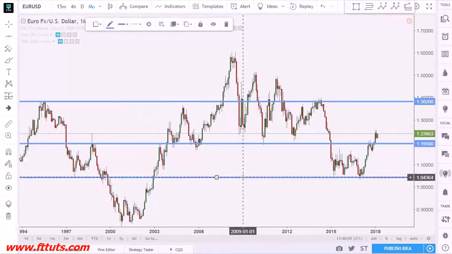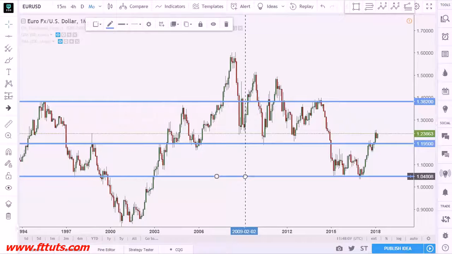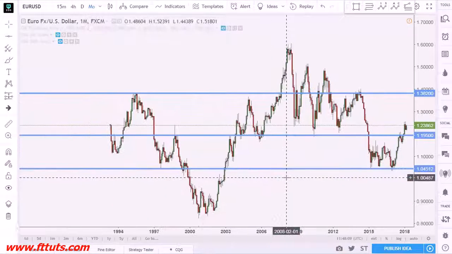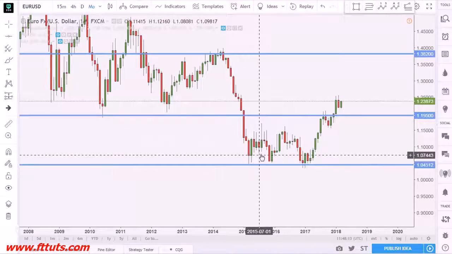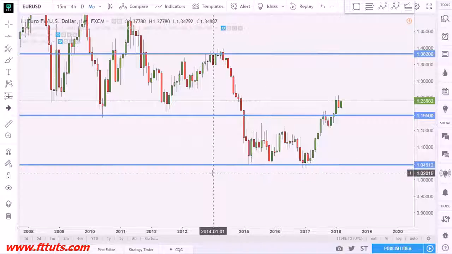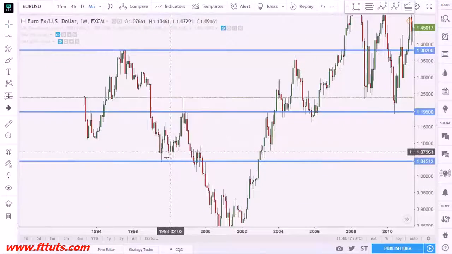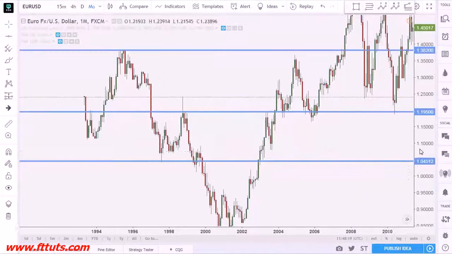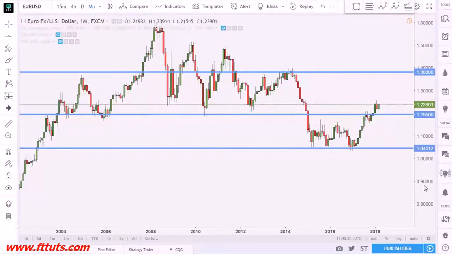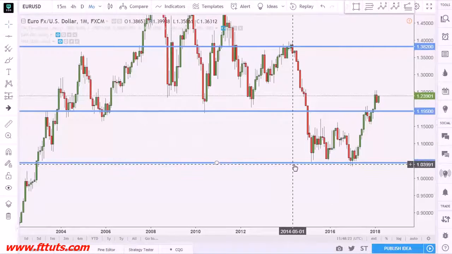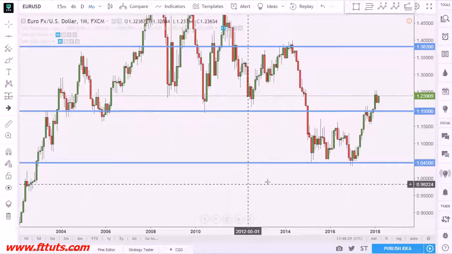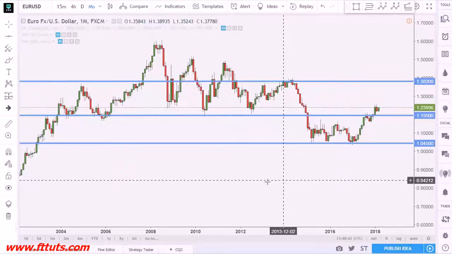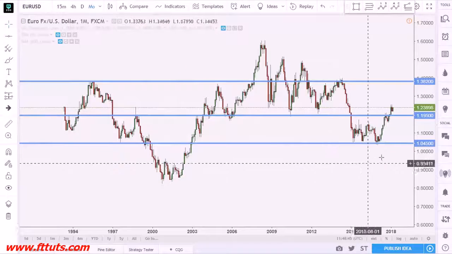We can put another one here on this level. Market did test this support level many times. We have another touch here. This is a major level for Euro USD. We make it at 500. So you guys get the idea of what we are doing right here.